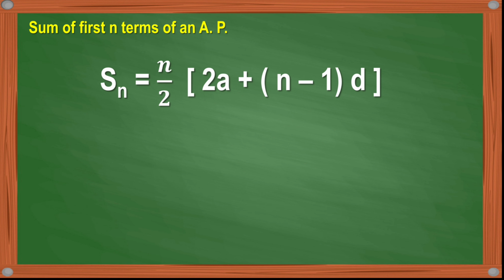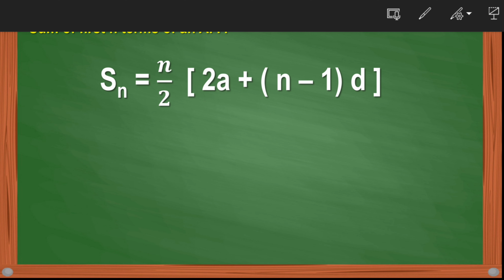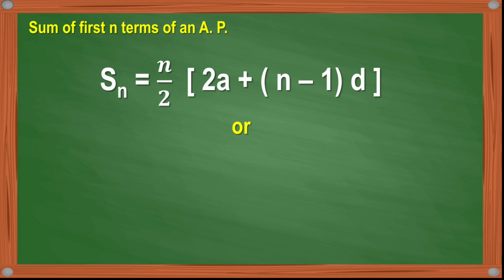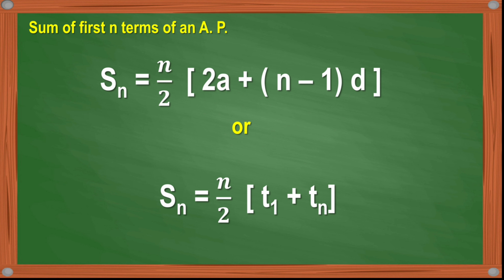You are all aware of the terms here. a is the first term, n is the number of terms, d is the difference between two consecutive terms. The sum can also be calculated by the next formula, n/2 (first term + last term) of any arithmetic progression. If you know the last term, you can use this formula, or if you don't know, you can use the previous formula. Both formulas will give you the same answer.